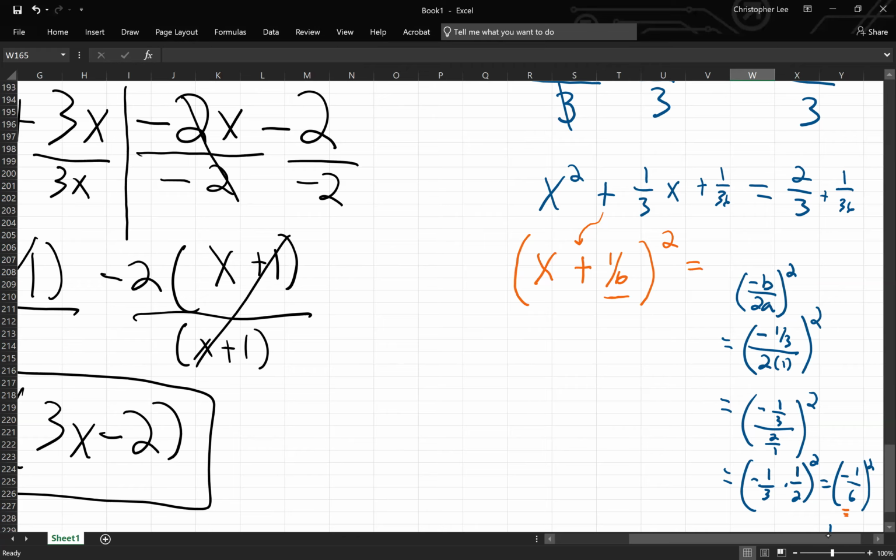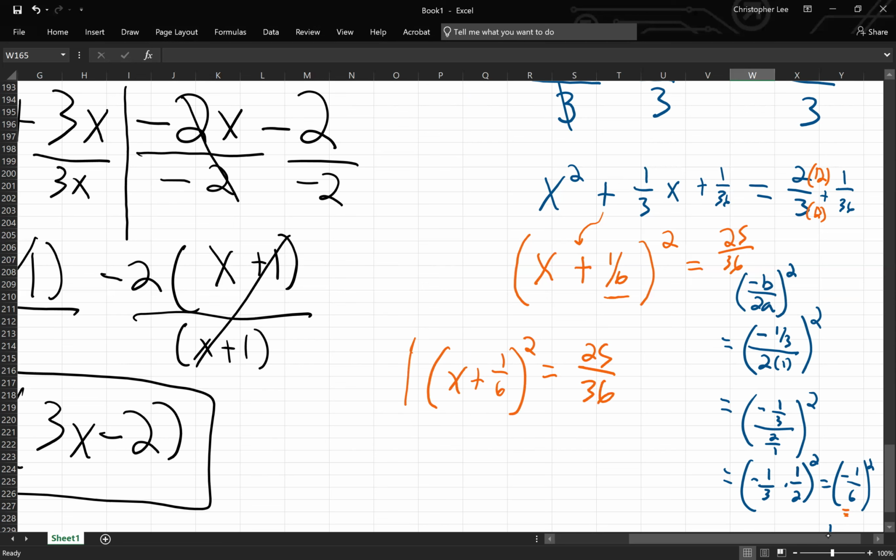Let's see. I need a 12 over here to make this into 36. So what I do to the bottom, I do to the top. 2 times 12 is 24. 24 plus 1, let's call that 25 over 36. Just like that, right? Let me rewrite that down here, make it pretty. This is going to be x plus 1 over 6 squared is equal to 25 over 36.